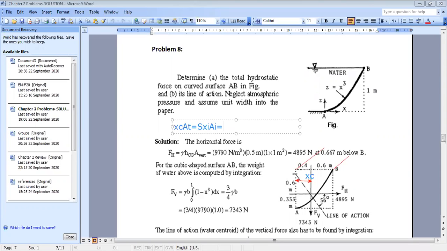Instead of summation, what do you put? You put integration. So it's the integral of xi times d. What I mean here by d is the elementary area, dai.